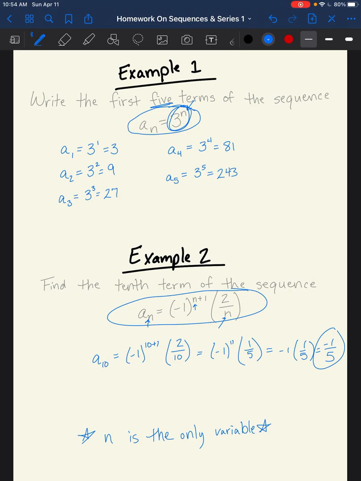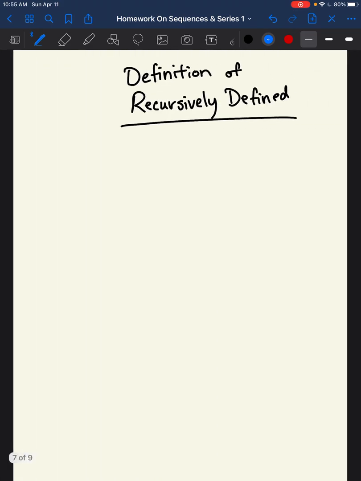And I'm going to mention to you in the next definition a case where this wouldn't be the way it's written. And that's going to be when we have a definition of something that's recursively defined. Something that's recursively defined is a sequence whose terms are written as previous elements.